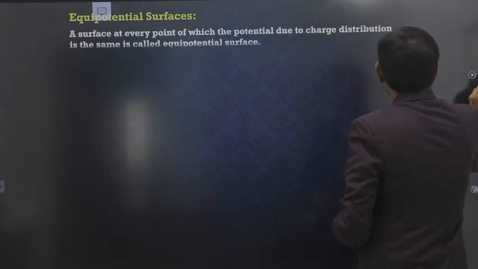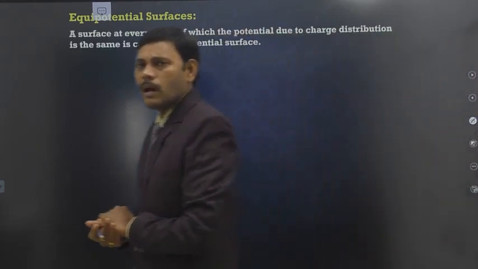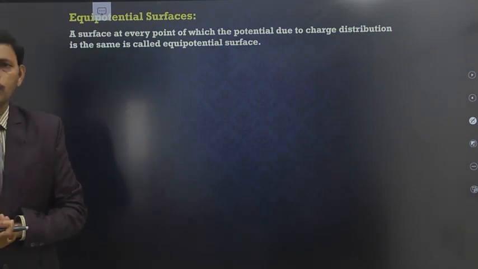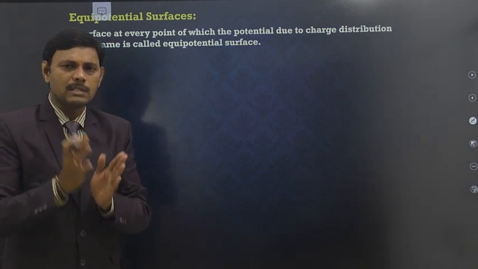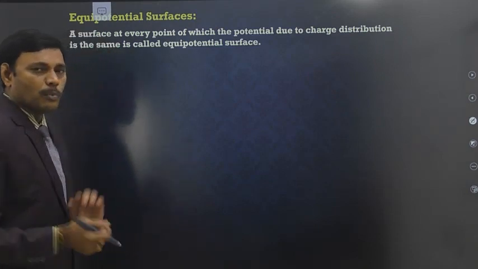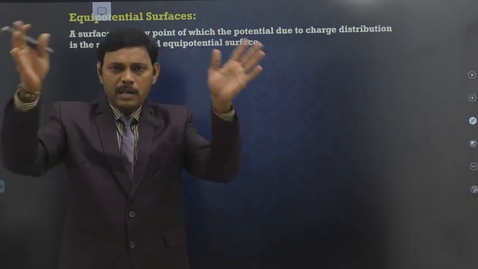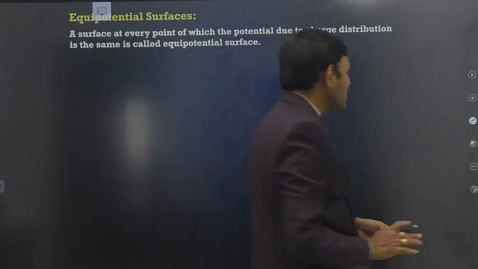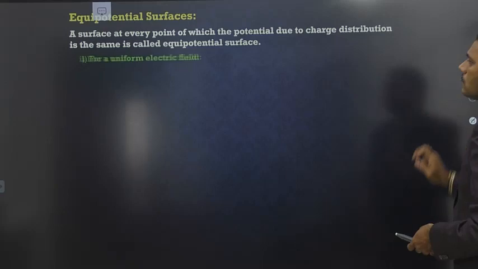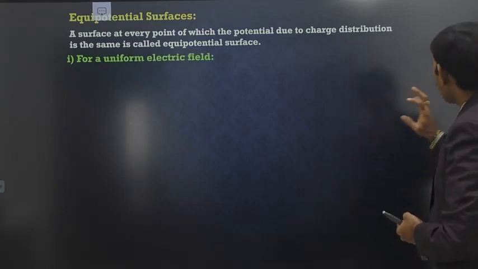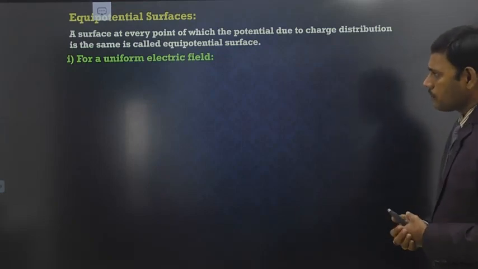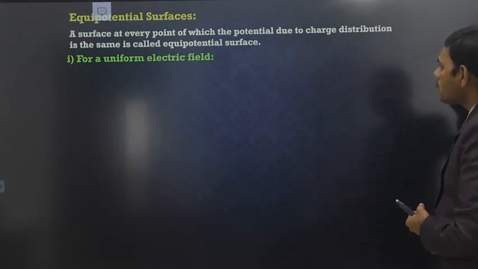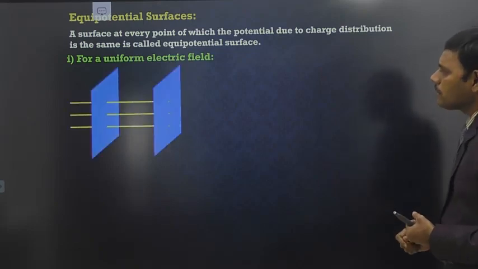Now go for the next case, equipotential surfaces. It is the locus of all points which have the same potential. The locus of all points that have the same potential is known as an equipotential surface. So potential is the same at all points of the surface, and such surfaces are known as equipotential surfaces. Here, for a uniform electric field, let us consider some examples to know about equipotential surfaces. So let us consider an equipotential surface in a uniform electric field.